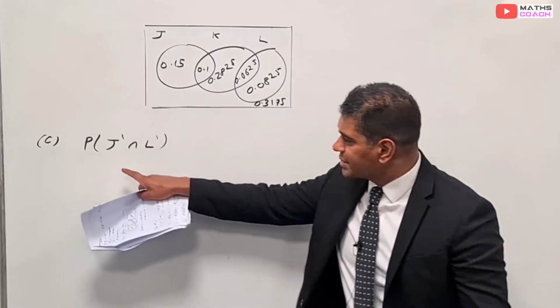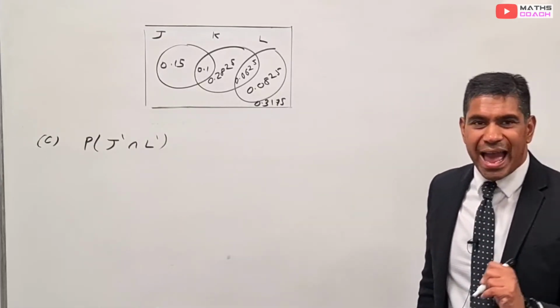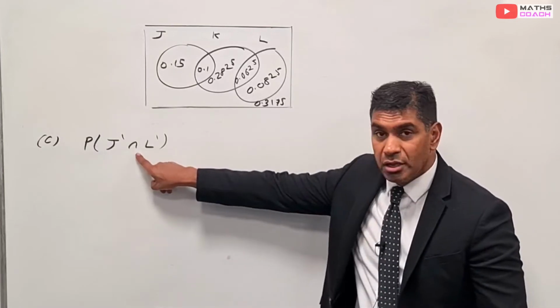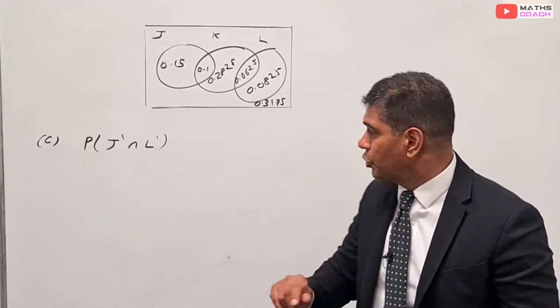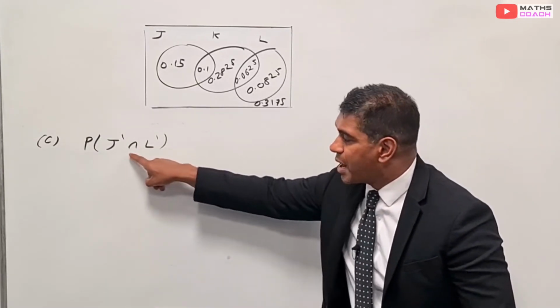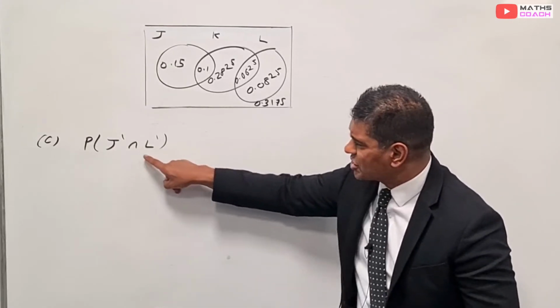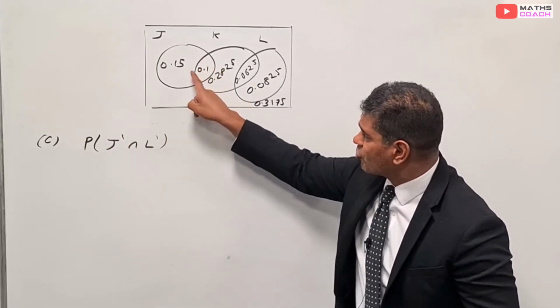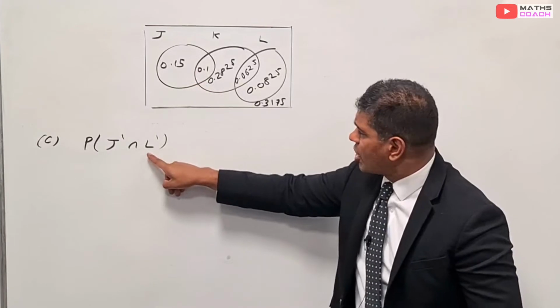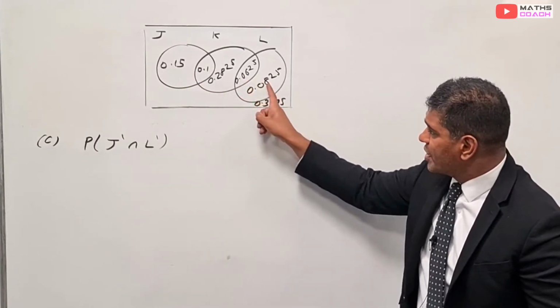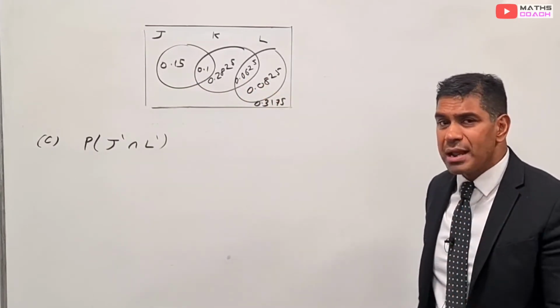Okay, now we're in part C, probability of J dash and L dash. Now this is not a union, so do not apply the addition law. This is where the numbers overlap. What this is saying is I can't be in J, so I have to scrap these two. I can't be in L, I have to scrap these two. So think about what numbers we've got left.